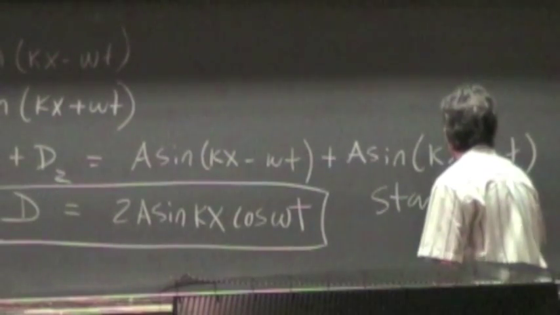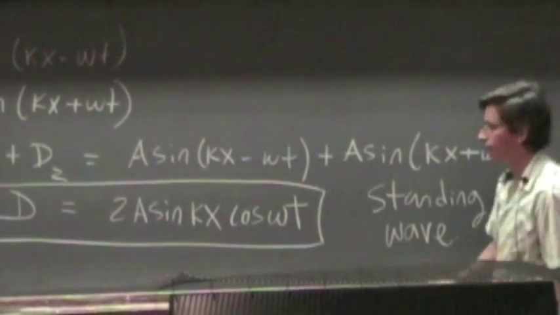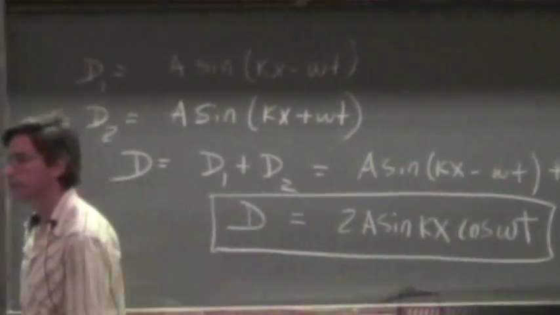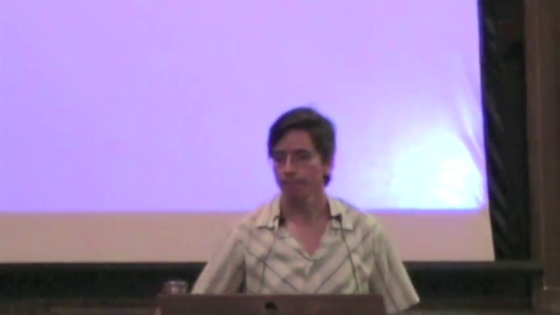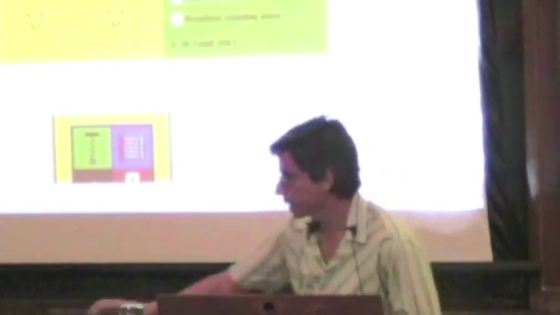That thing is called a standing wave. Why do we call it a standing wave? Right, just like you saw in there. The black, which is the wave resulting from the blue and the red one, that's the D1 plus D2 after you add them. This is what you get.